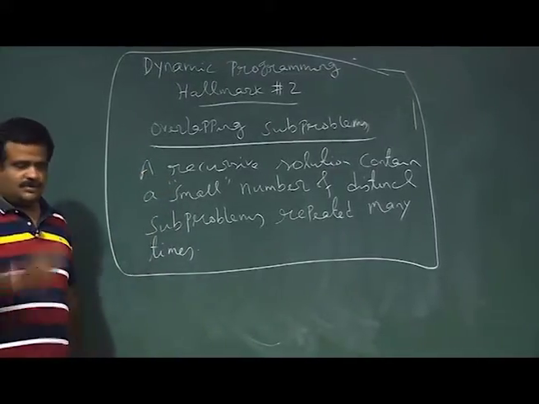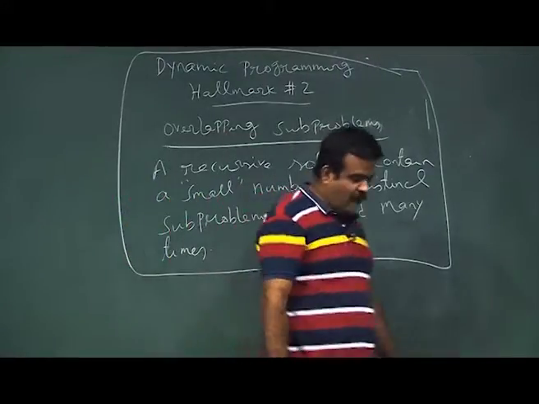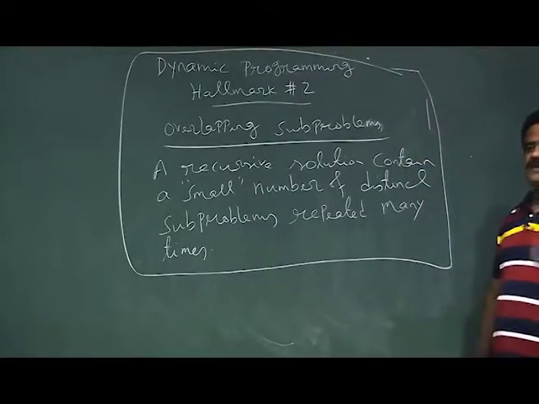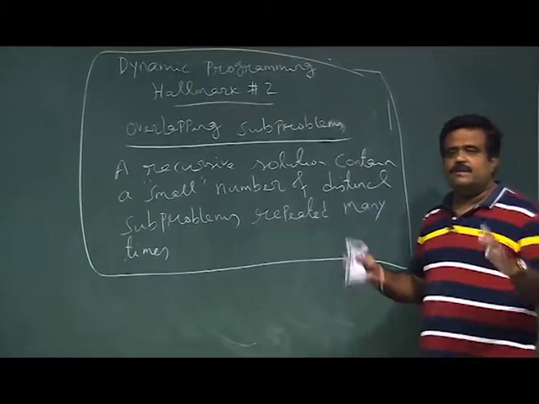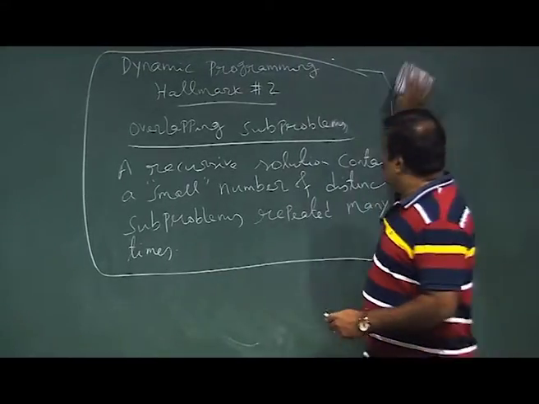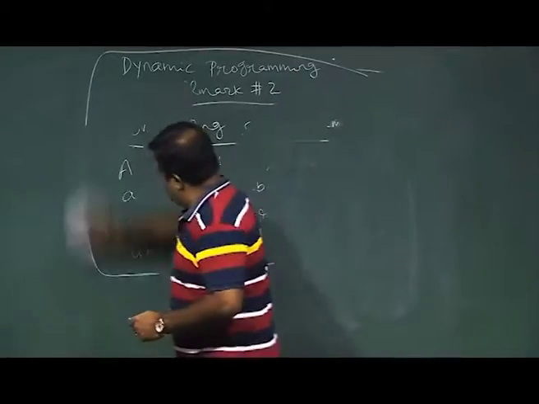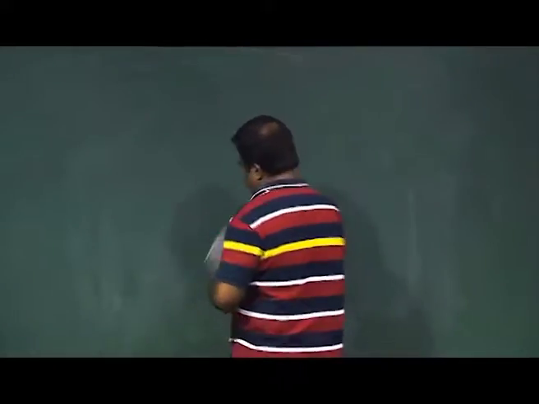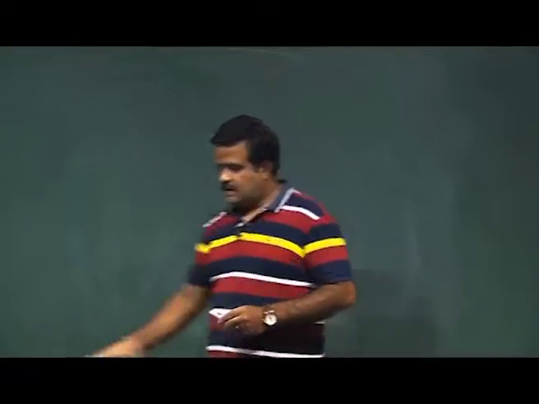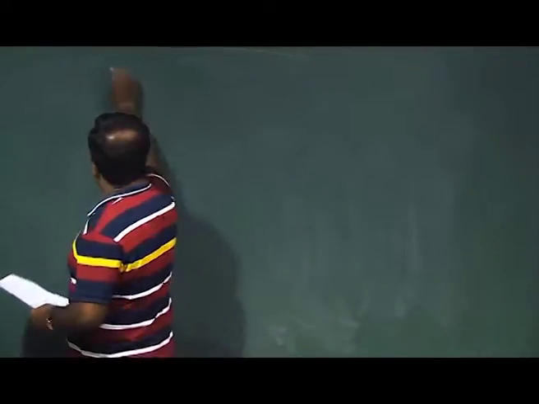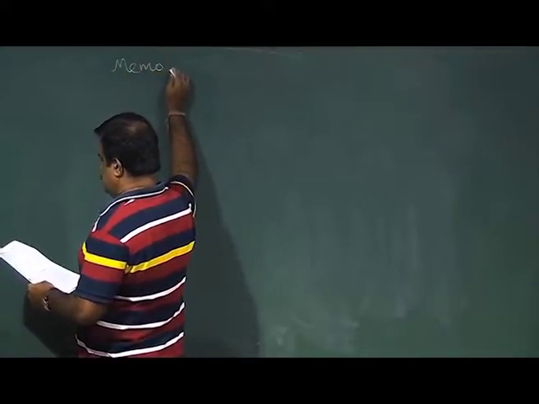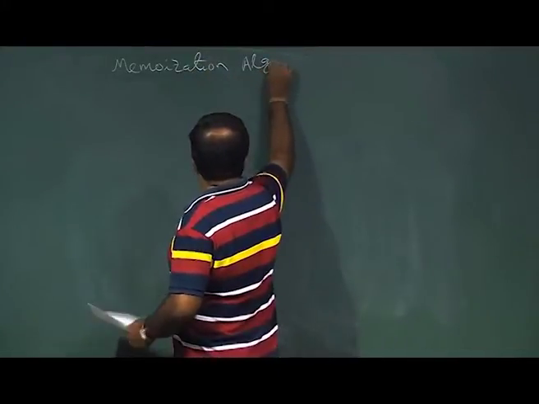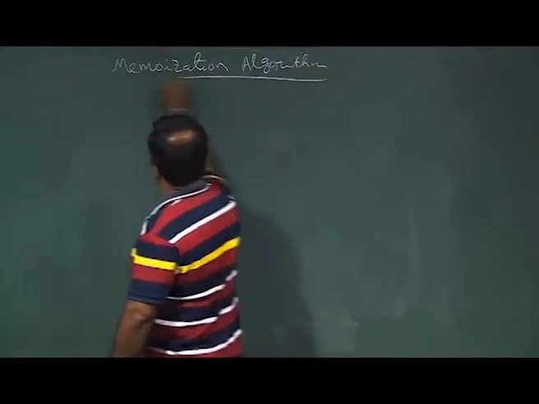Now let us modify that recursive algorithm to avoid this repetition. That is memoization. We will memoize the values which we have calculated. If we have calculated some value, we will memoize it and not recalculate it again. So, that is the memoization algorithm for finding the LCS. Not memorization, memoization.